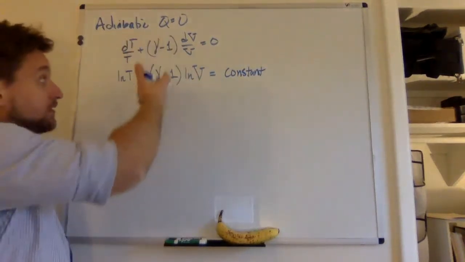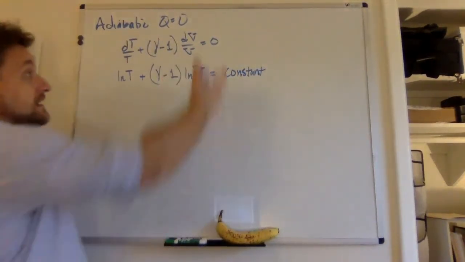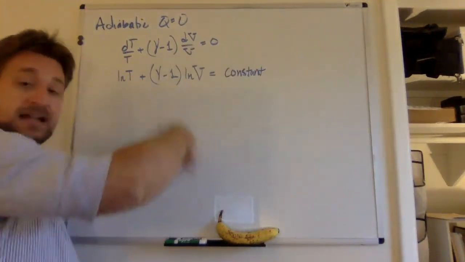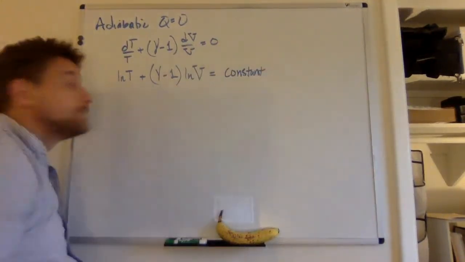This is an indefinite integral. We didn't declare endpoints. So the indefinite integral, somewhere along here, there's a constant. We can collect all the integration constants over here. There's some number over here. I don't care what it is.